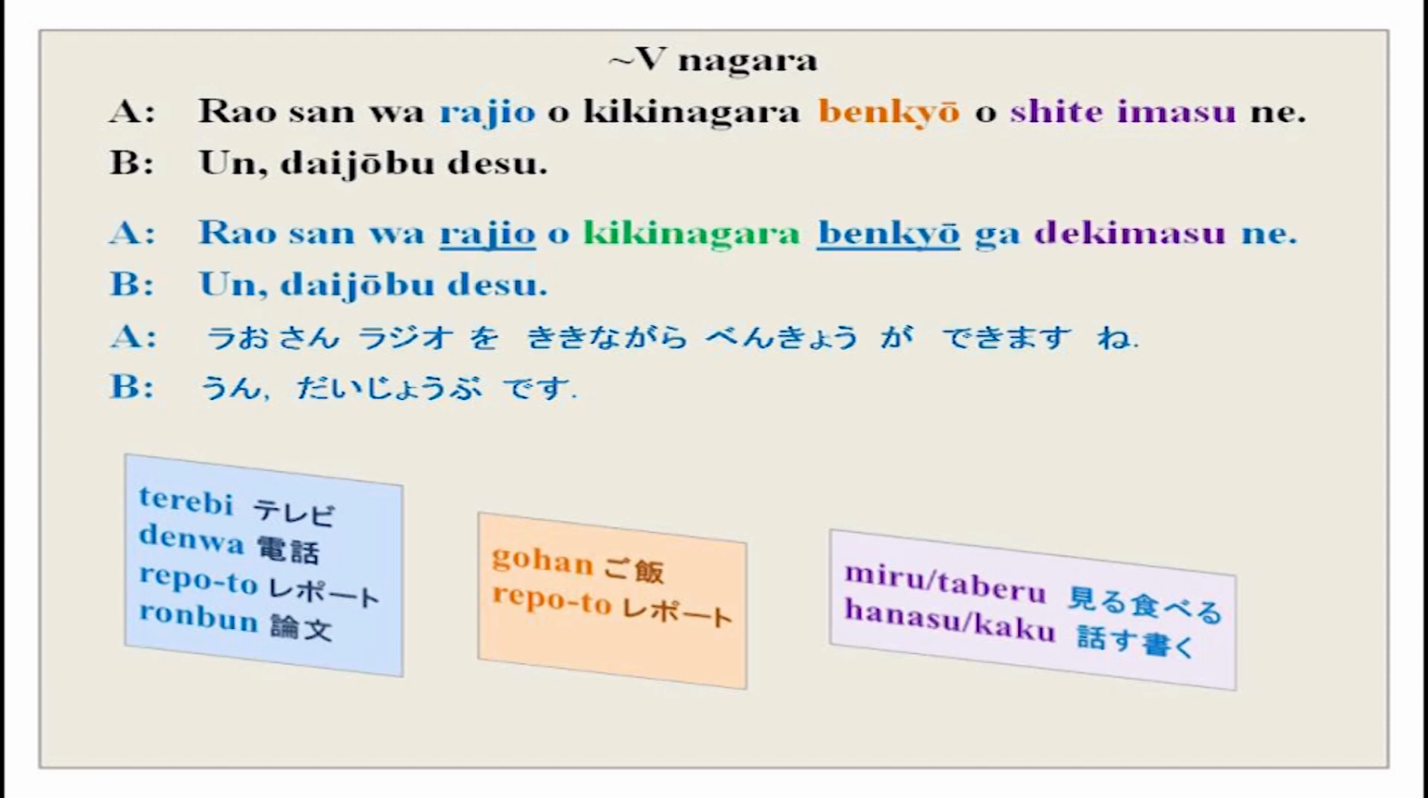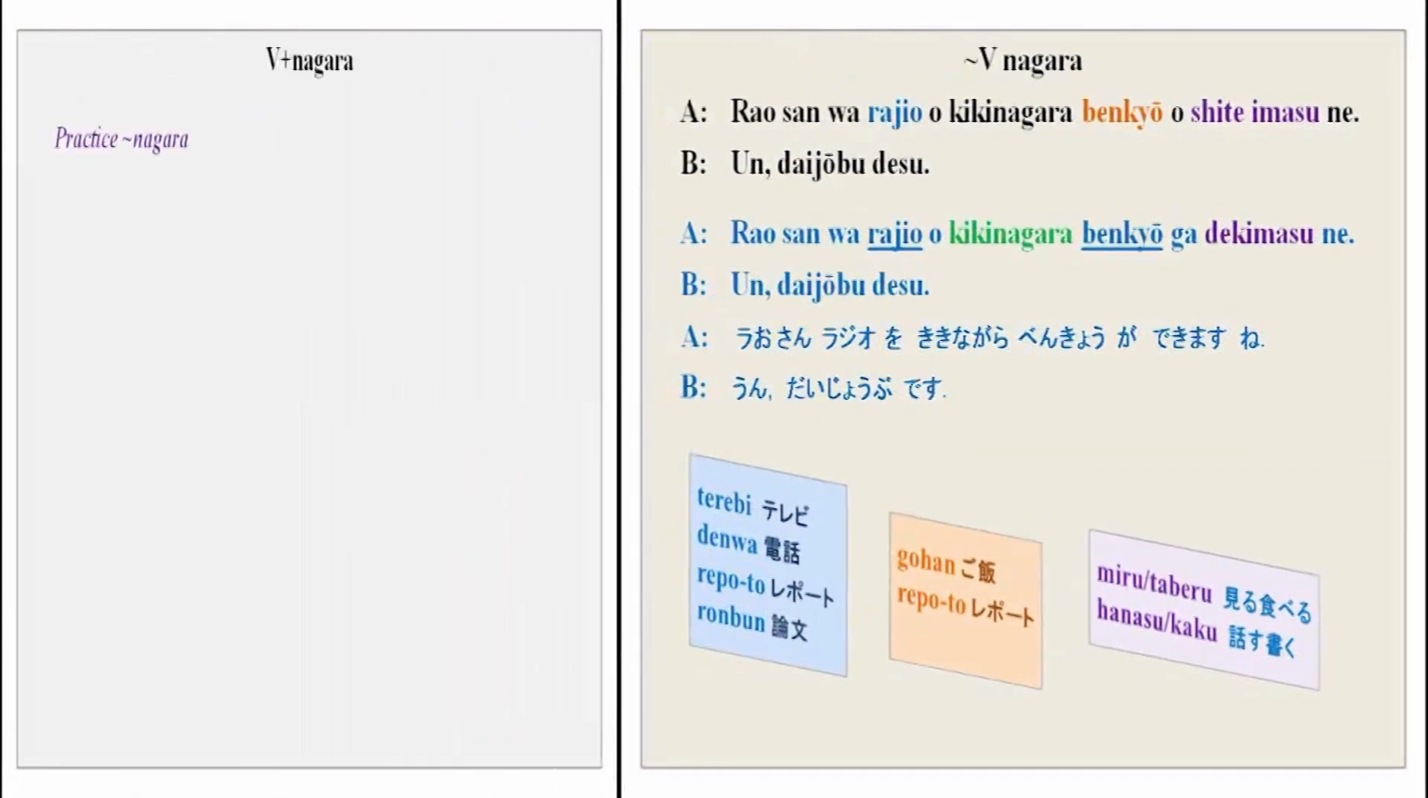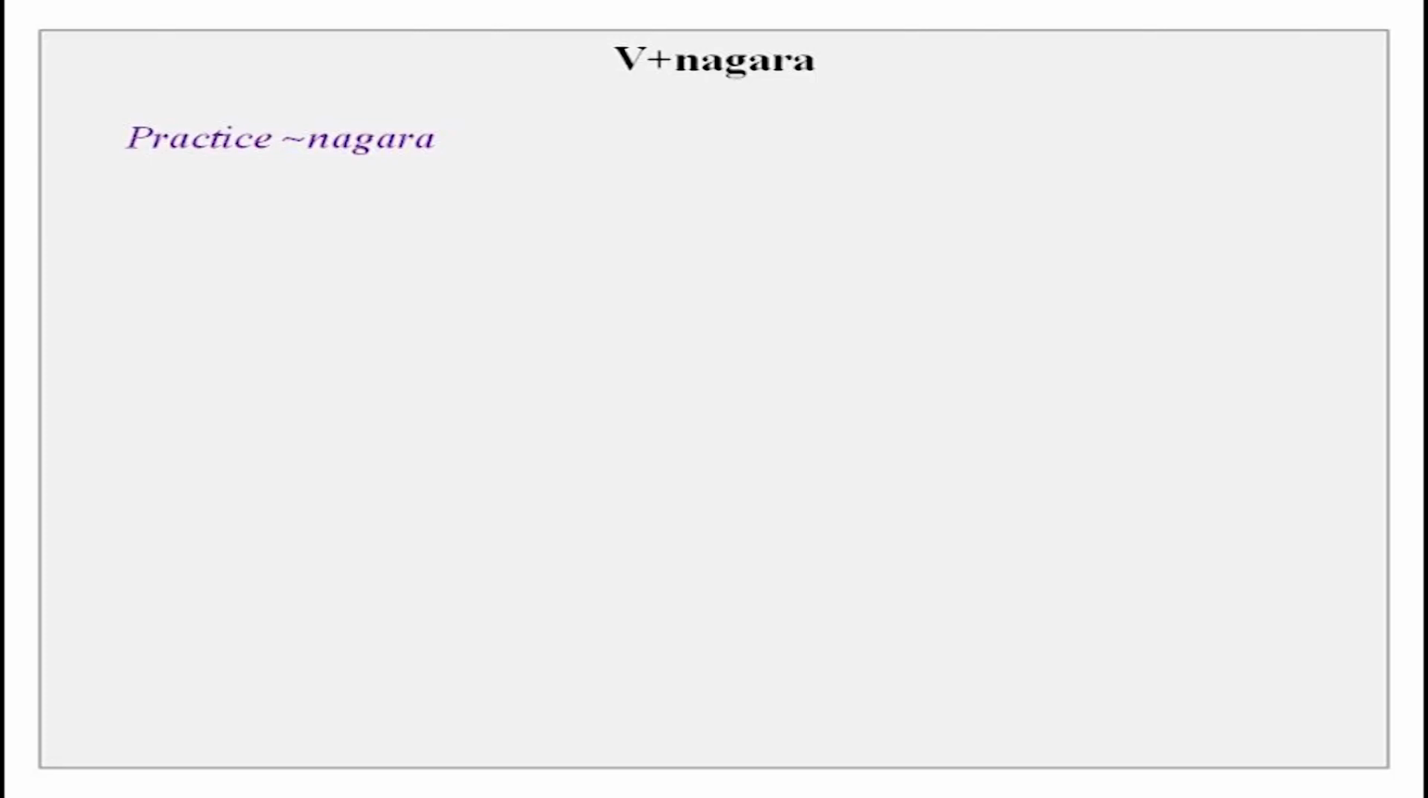Now, over here, Rao-san wa radio o kiki nagara benkyou ga dekimasu ne. You are able to study while listening to the radio. Daijoubu desu. Rao-san can also say, yeah, I am all right doing both these activities. Then you can practice over here.